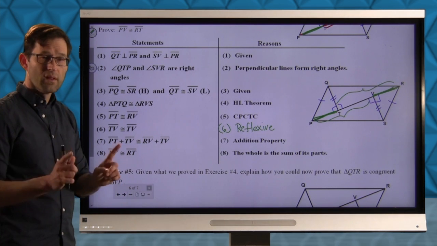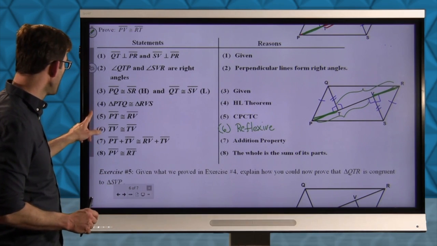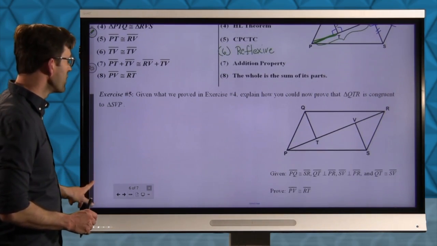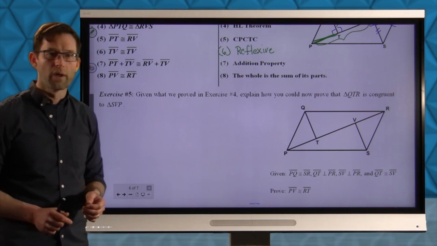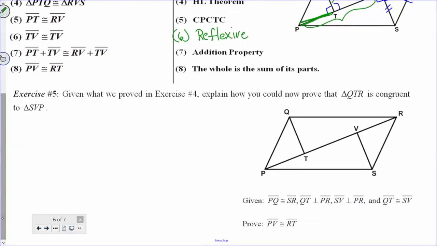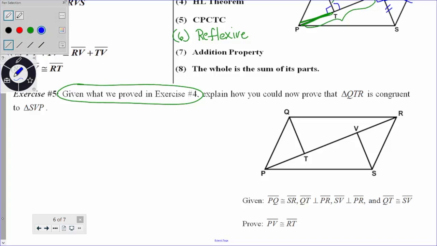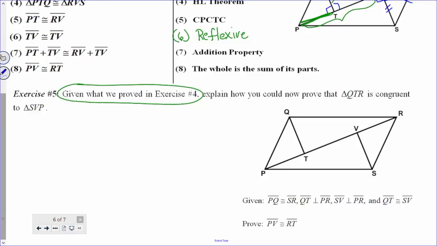All right. Let's take a look at the last problem. I left the last problem on here because it relates to the previous one. Given what we proved in exercise number 4, explain how you could now prove that triangle QTR is congruent to triangle SVP.